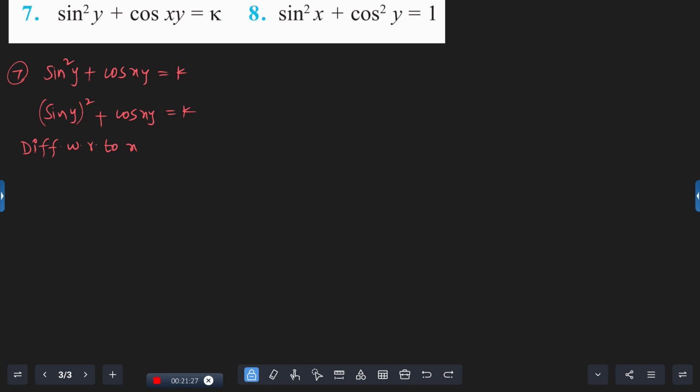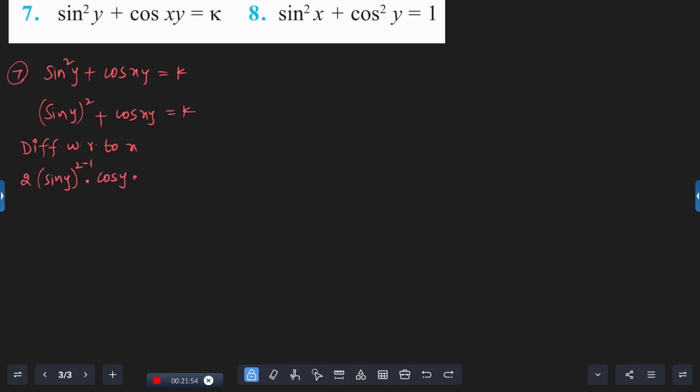When I do, what am I getting? First, this is like a power, the derivative of x square. 2 will be coming down, so 2 into (sin y) whole power 2 minus 1. Now I only differentiated the power. Then the variable. What is the variable here? Sin y. Sin y fully is a variable. Then what is the derivative of sine? Cos y.